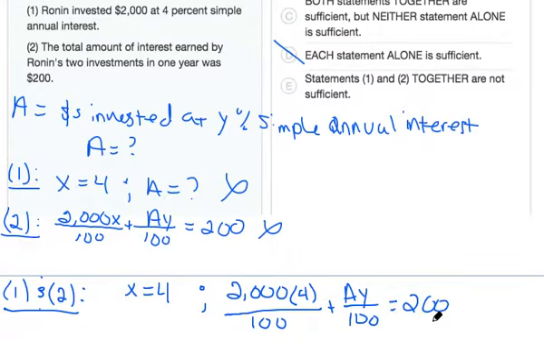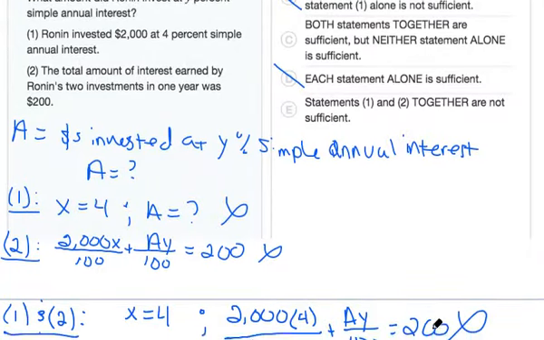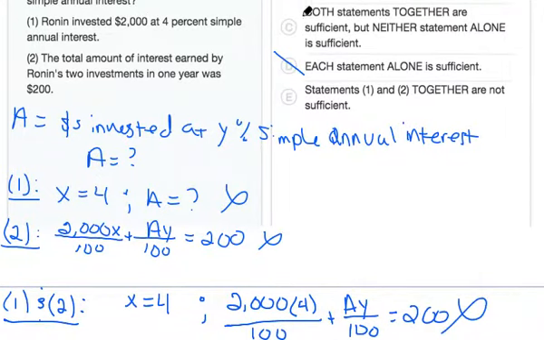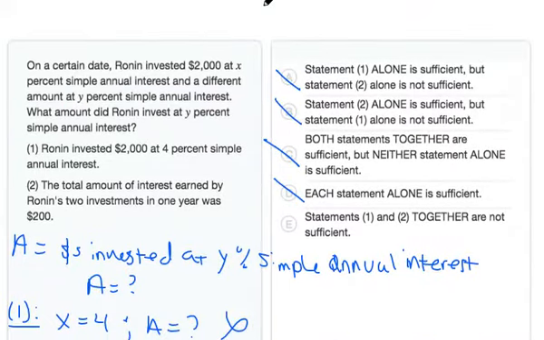Now, even though we know the value of X, we could plug it into this equation and get a number for this and isolate our variables. But remember, we're after the value of A. And if we don't know what Y is, we still would not be able to find a concrete value for A. So even together, these two statements are not sufficient. This means that we can eliminate answer choice C, and the final answer choice would be E. Statements 1 and 2 together are not sufficient.